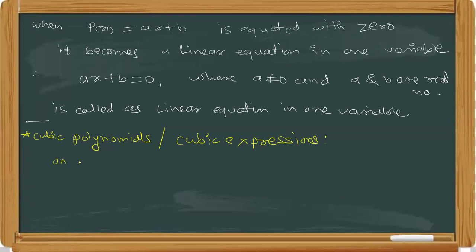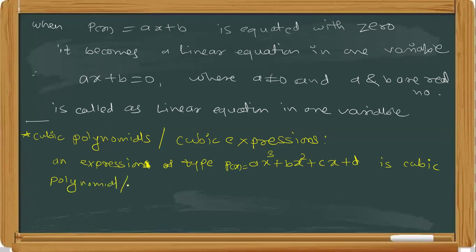An expression of type p of x equals ax cube plus bx square plus cx plus d is a cubic polynomial or expression, where a is non-zero, and a, b, c, d are all real numbers.